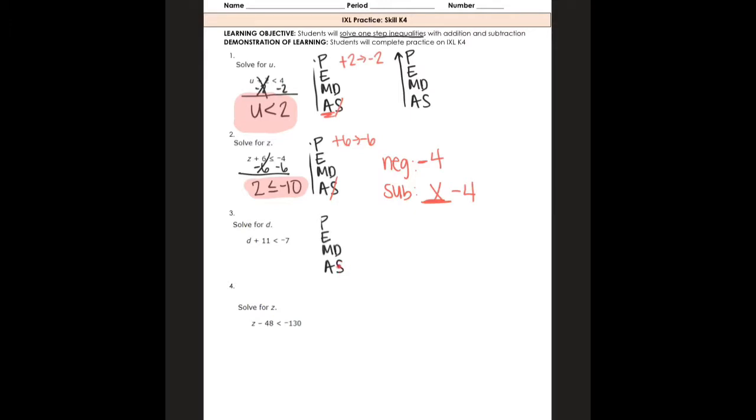Again, we're going to start with subtraction. Don't be fooled by this negative. This is a negative number. It is not subtracting. So I do not have any subtraction, but I do have an addition. I have a +11. The opposite of +11 is -11. So I'm going to subtract 11 on both sides. The 11's cancel out, and I get d is less than -7 minus 11, which is -18. And that is my final answer because the d is all by itself.